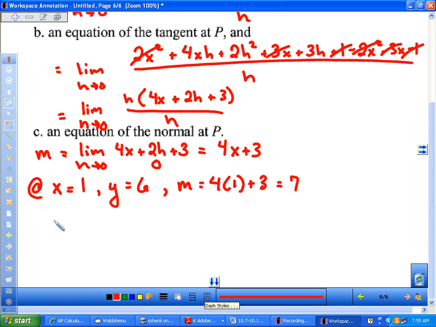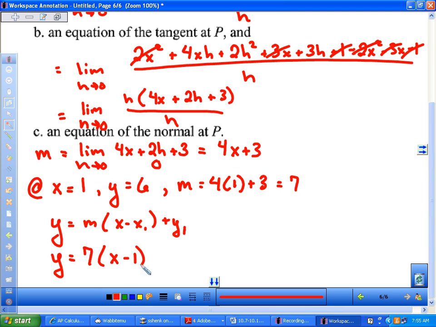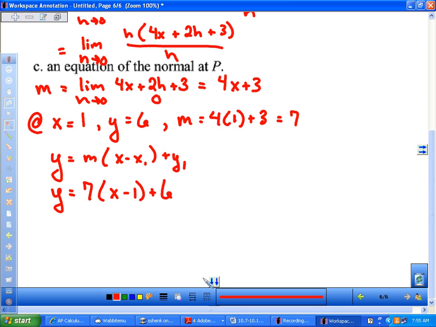What's the point slope formula if we're going to write the equation of a tangent? Slope times x minus x1 plus y1. So the equation of our tangent would be y equals 7 times x minus 1 plus 6. Now, is it necessary to simplify that down? No. Okay. How about the equation of the normal? The normal would be y equals the x minus 1 plus 6 is still going to be the same, but what do we have to do with the slope? Negative 1/7. So on and so forth.